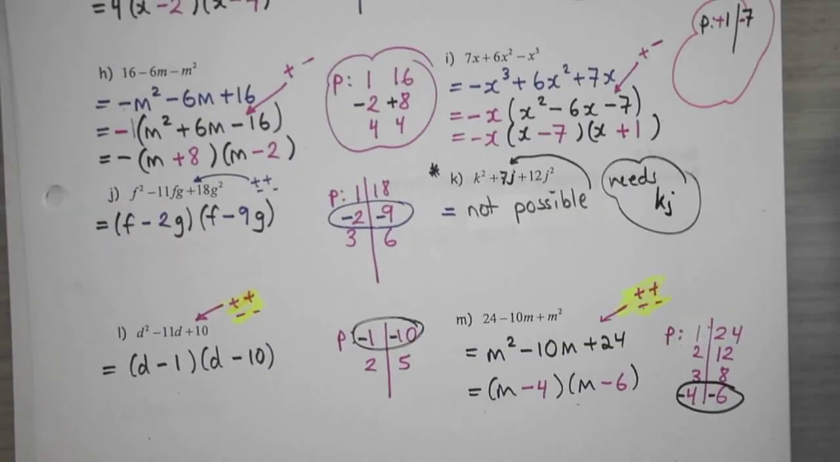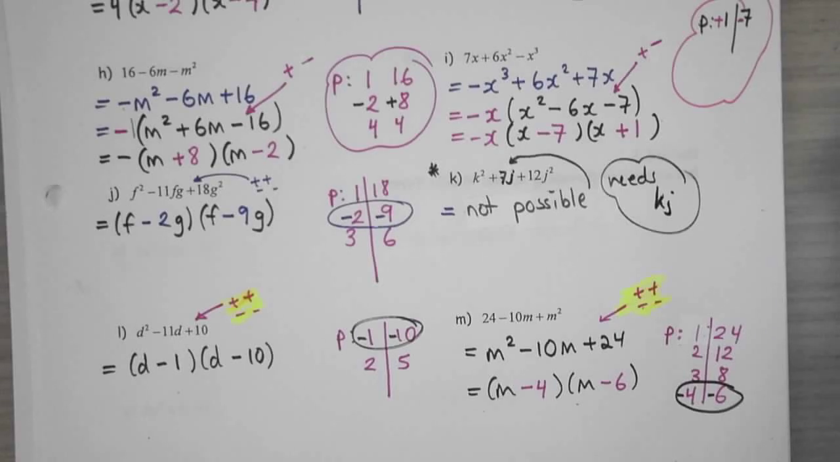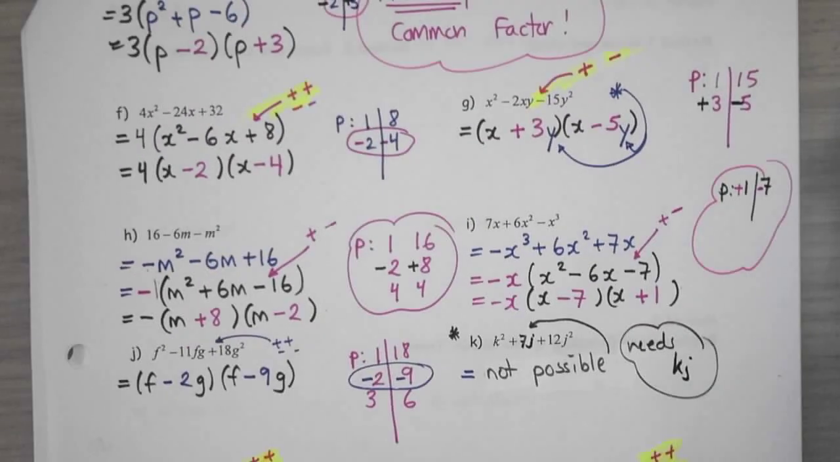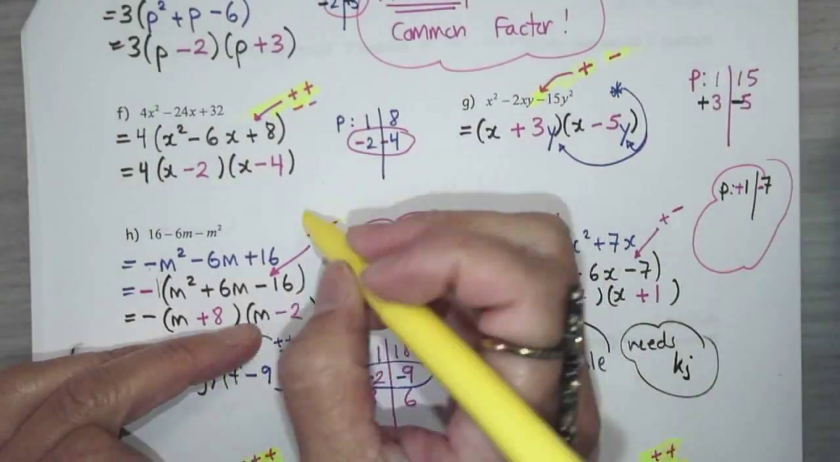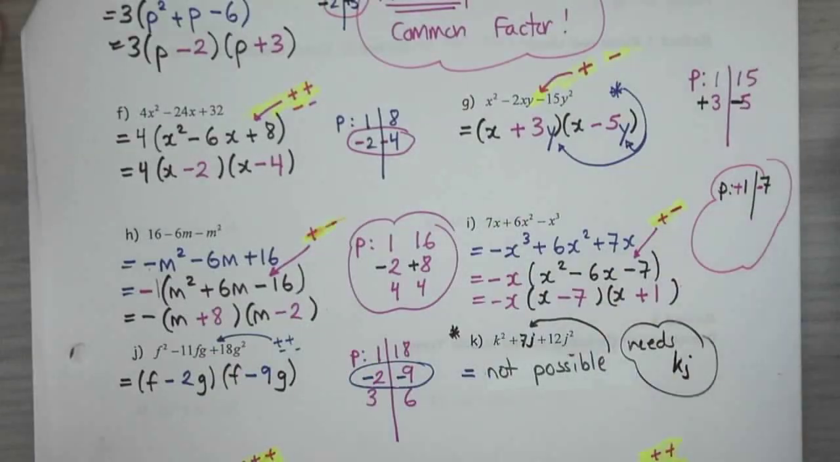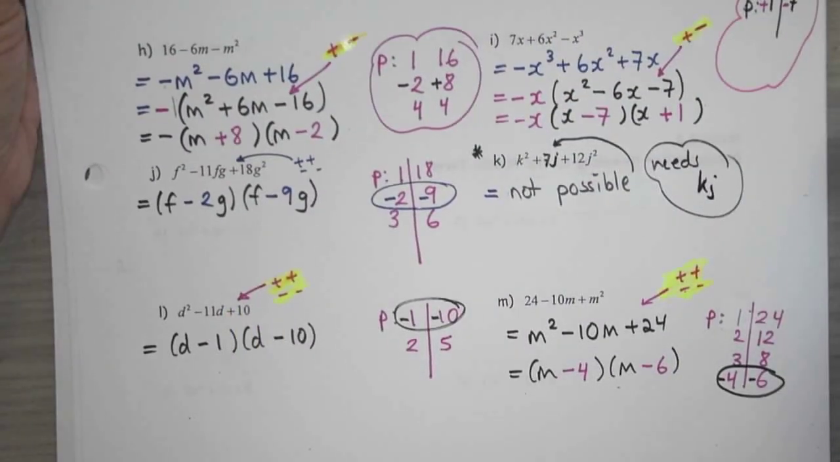And keep practicing this. This is a very important idea. Right? And again, you're looking at the signs of the last one. So if they're different signs, you know they're different. If it's a plus, you know it's plus, plus, or minus, minus.